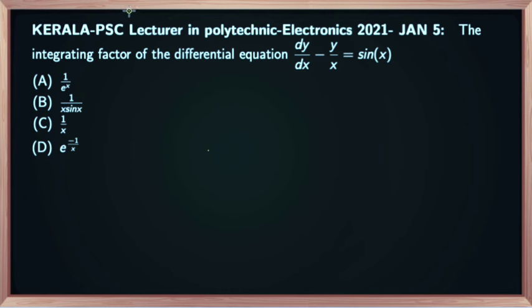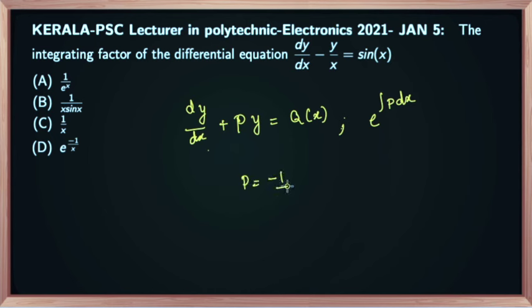In this question, the integrating factor of the differential equation dy by dx minus y by x equal to sin x is asked. So when you consider this equation in the form of linear differential equation dy by dx plus py equal to q of x, we know the integrating factor corresponding to this equation is e raised to integral p dx. Now when you compare it with the given equation, you know p is actually equal to minus 1 by x, correct? So what is the integrating factor?